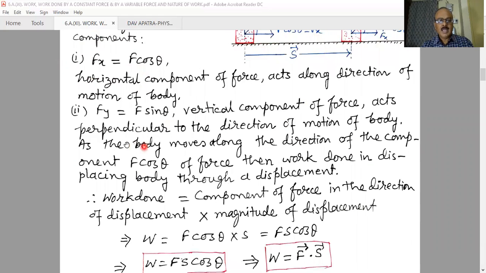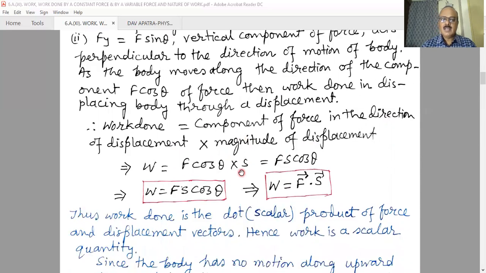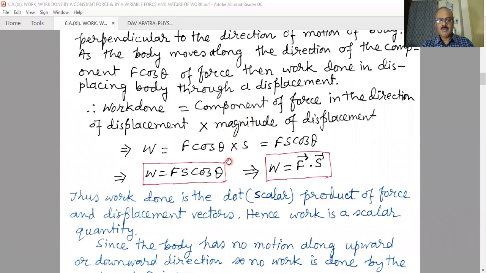As the body moves along the direction of the component F cos theta of force, the work done in displacing the body through a displacement is the component of the force in the direction of displacement into the magnitude of displacement. That is, the effective part or effective component is F cos theta. This component of force is doing work. And what is the work done? F cos theta into distance or displacement.